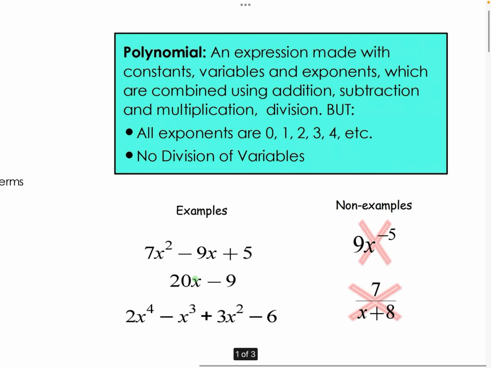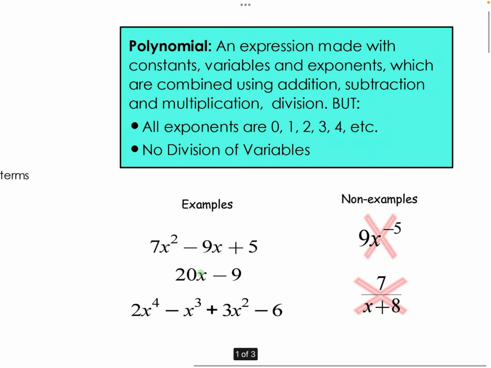So what is a polynomial? It is an expression made with constants, variables, and exponents, which are combined using addition, subtraction, and multiplication. But there is a key with this: all exponents have to be positive, so 0, 1, 2, 3, 4, etc., and you cannot divide. So there is no division of variables when you are looking at a polynomial.